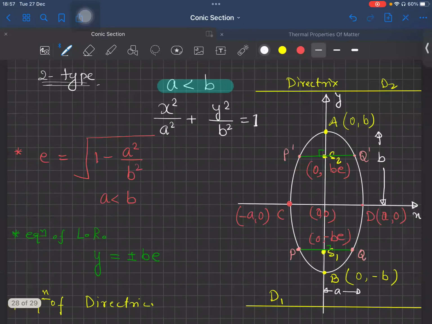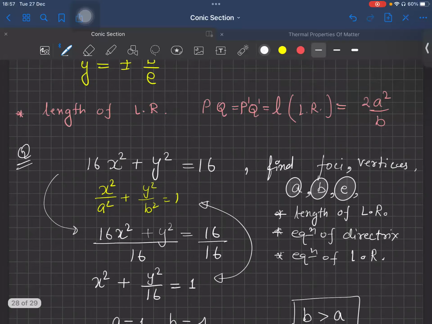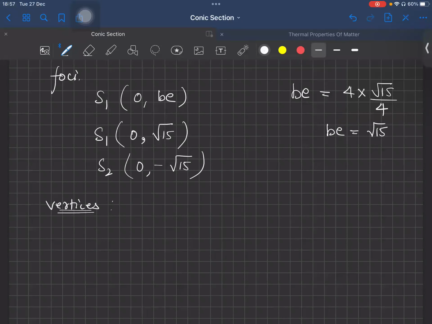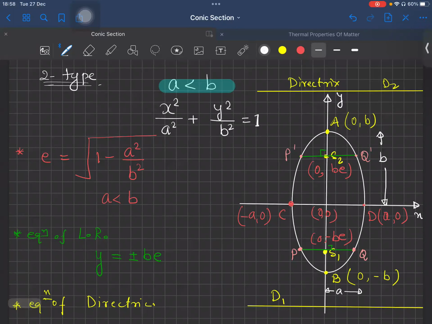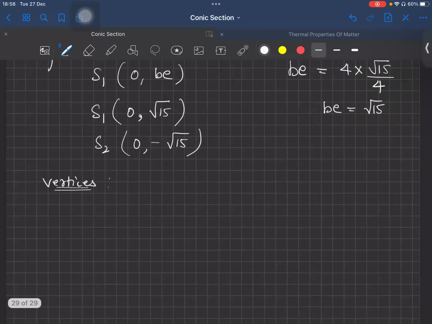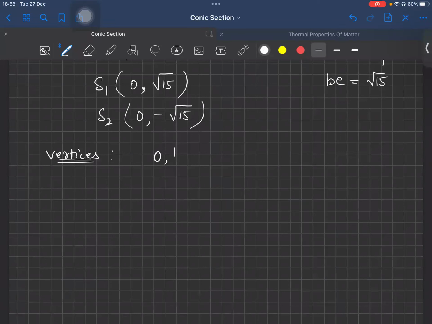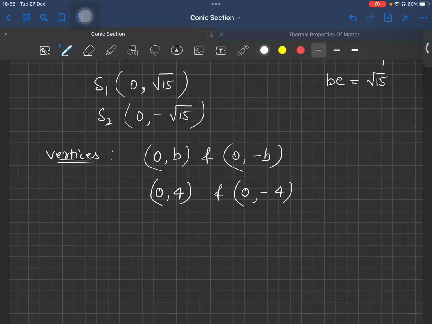Now vertices. How do you find vertices? The vertices are 0 comma b and 0 comma minus b. So 0 comma 4 and 0 comma minus 4. These are the vertices of the ellipse.